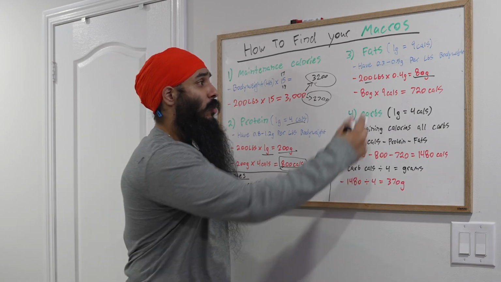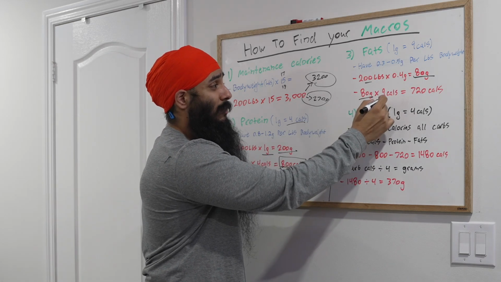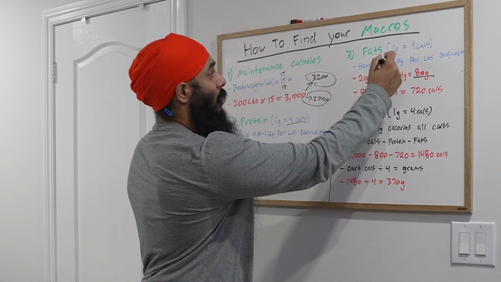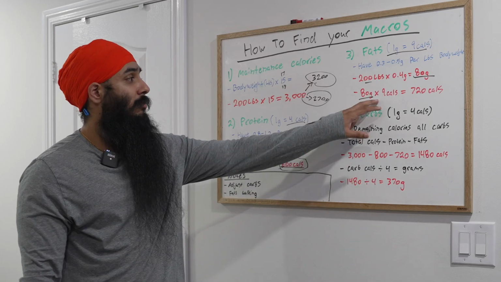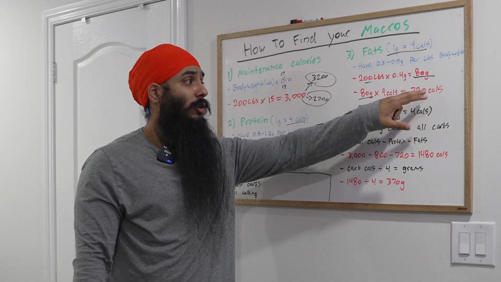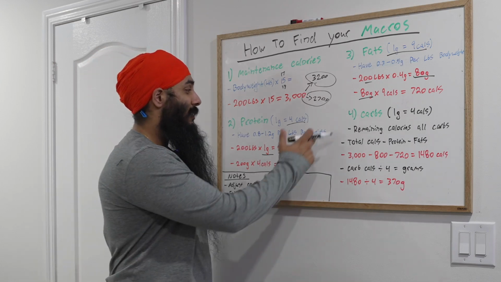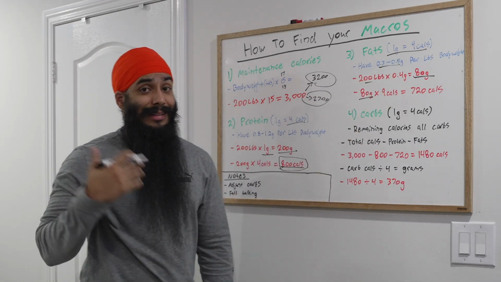From there, now that we have the gram amount, we want to do 80 grams of fat times 9 calories. Why do we want to do 9 calories? Because 1 gram of fat is equal to 9 calories. 80 times 9 gives you 720 calories. Very simple, very easy to understand. Same exact idea as for protein, just a different number, okay? And that's going to be your fat.